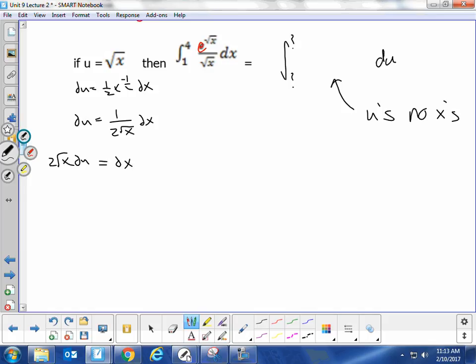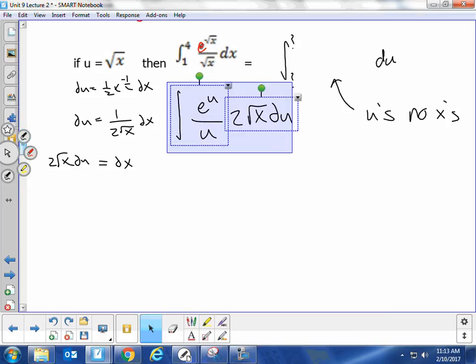And I get that. All right, so I will substitute in u. Well, it'll go for this root x, and it looks like it'll go for this root x. I will substitute in what dx is equal to. I have 2 root x du. It's a little crowded.